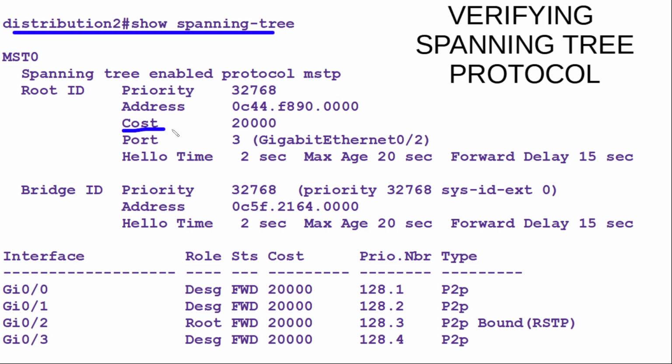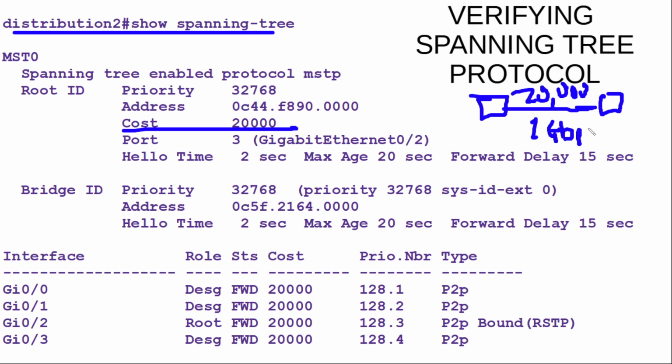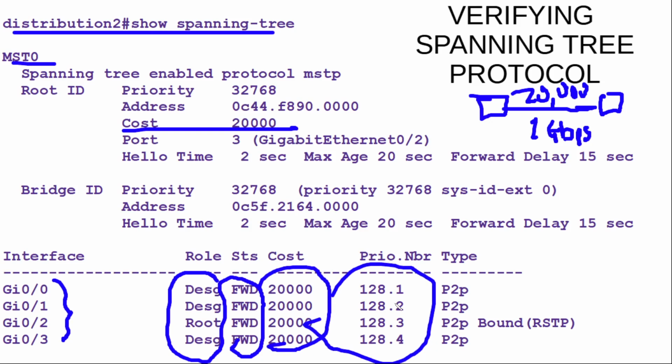Notice that it is 20,000 units away from the root bridge. So with this output, you can start drawing your diagram. Remember that 20,000 is the number or cost that is assigned to 1 gigabit per second interfaces for the long mode. And you have all the ports that are participating in MST0 and the role, the state, the cost, the priority, and the link type.